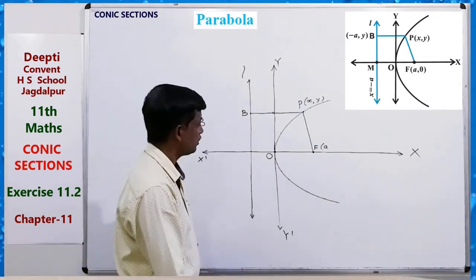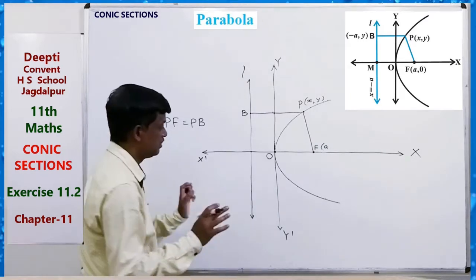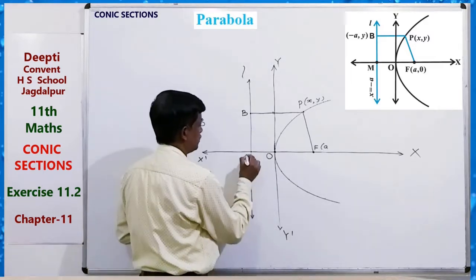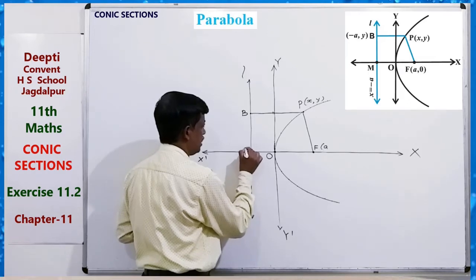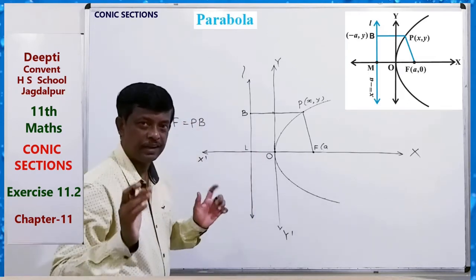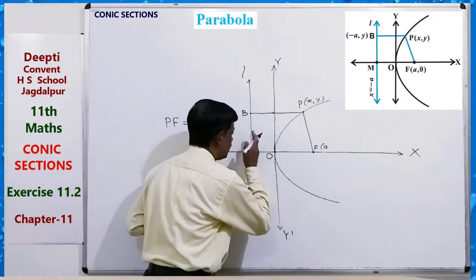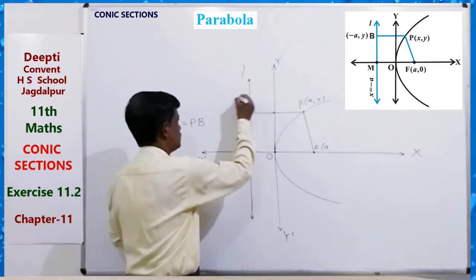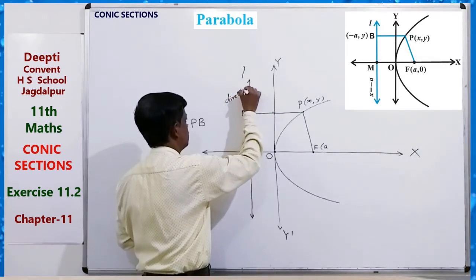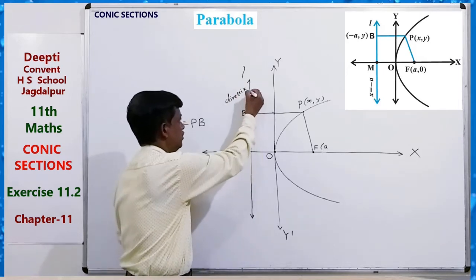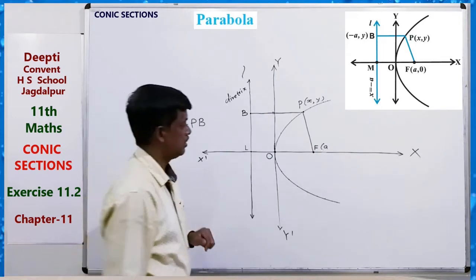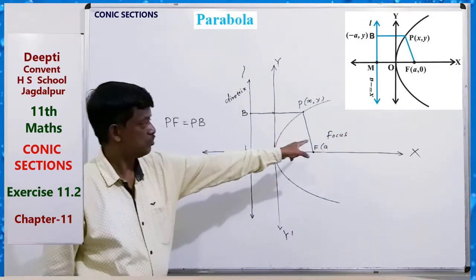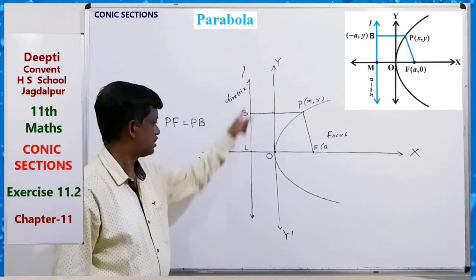For deriving the equation, suppose this is point L. The fixed point F is called the focus, and this fixed line is called the directrix. This line, the fixed line, is called the directrix, and this fixed point is called the focus.